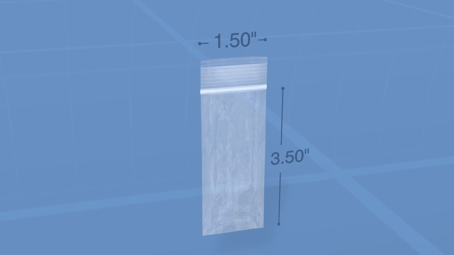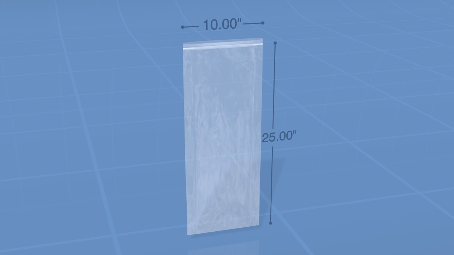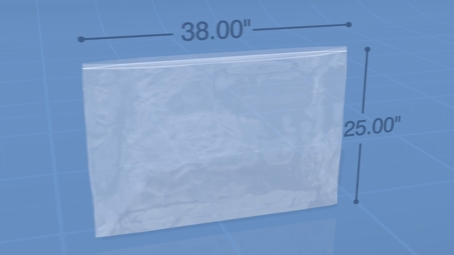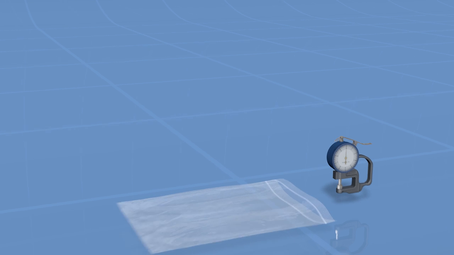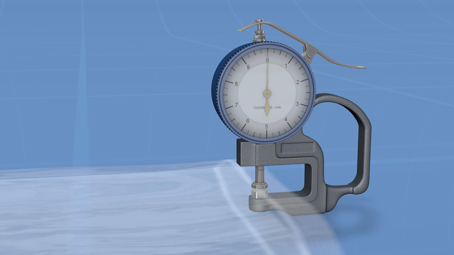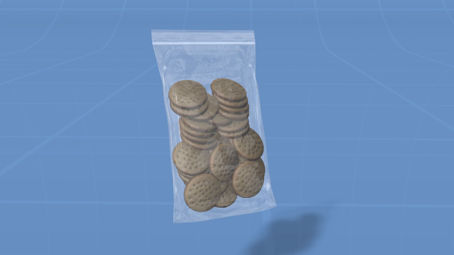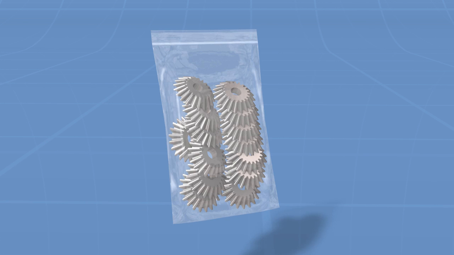The next step is choosing your bag size. Custom zip bag sizes are available from 1.5 inches square all the way up to 38 inches by 25 inches. Now, choose your bag's thickness, which is measured in mils. Clear zip bags are available in thicknesses from 1.25 mil up to 8 mil. If you're unsure, our custom clear zip bag associates can help you choose the right thickness for performance and budget.